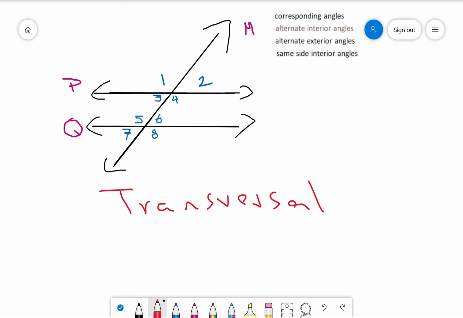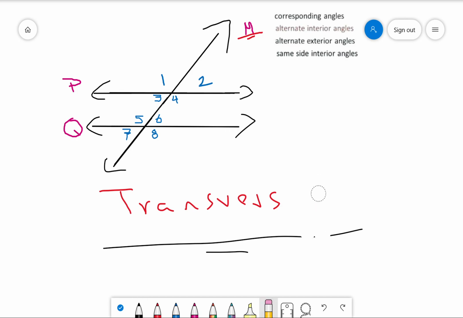So let's start. As you can see here, we have line M. That's called a transversal. As you can see, I've written it. A transversal is a line that intersects two parallel lines. These two lines, P and Q, are parallel lines, and line M intersects line P and Q, so it's called a transversal line.